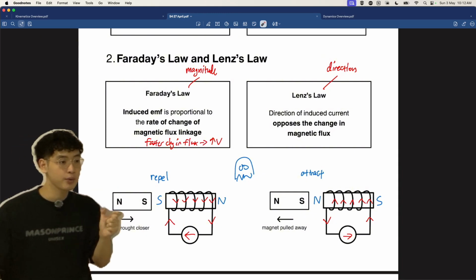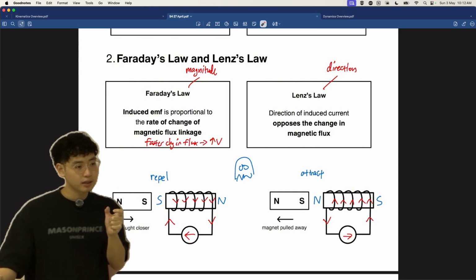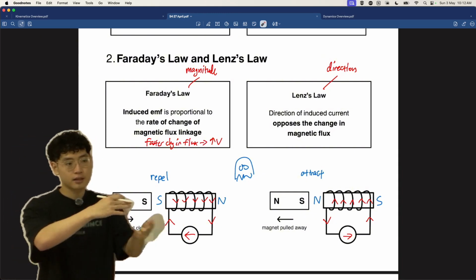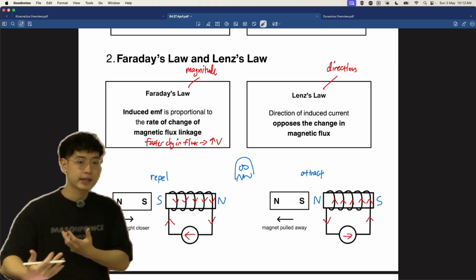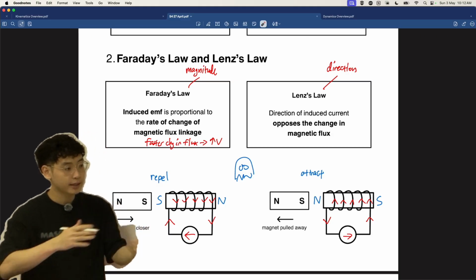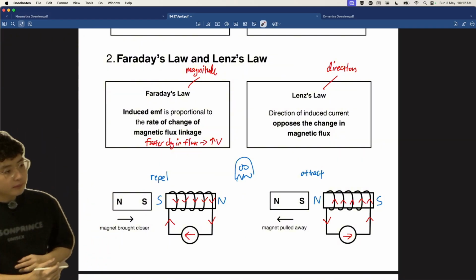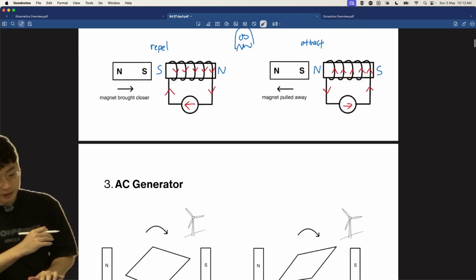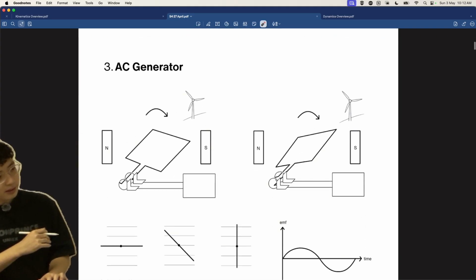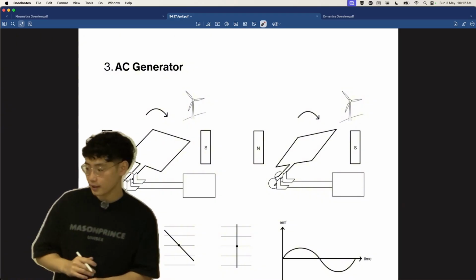As a result, the current will keep reversing, so it will form an alternating current. That means the current keeps changing direction. Isn't that an AC motor? No, AC generator. Yeah, because it changes. So it will form an AC output.